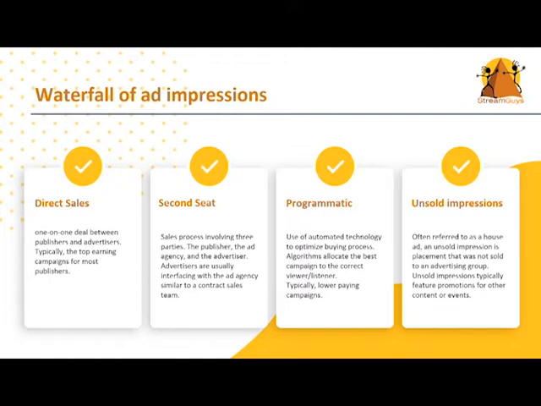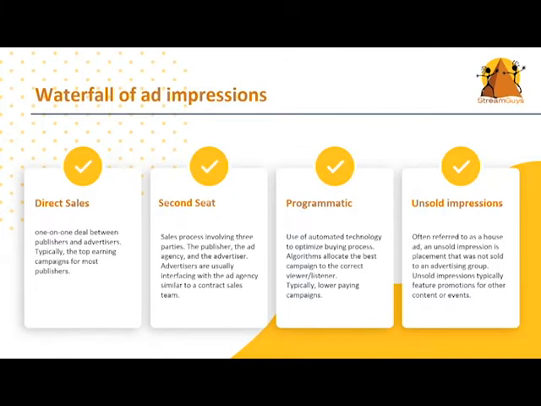I'm sure that most of you are aware of what these sales channels are, but to quickly run through them, direct sales are any one-on-one deal between your organization and the advertiser. These are typically your top earning campaigns because there's no splits on the revenue. Next up would be second seat. They can be thought of as a three-party sale. The ad agency would work on behalf of the publisher to find the advertisers. This method will likely net you less than direct sales, but more than your programmatic sales channels.